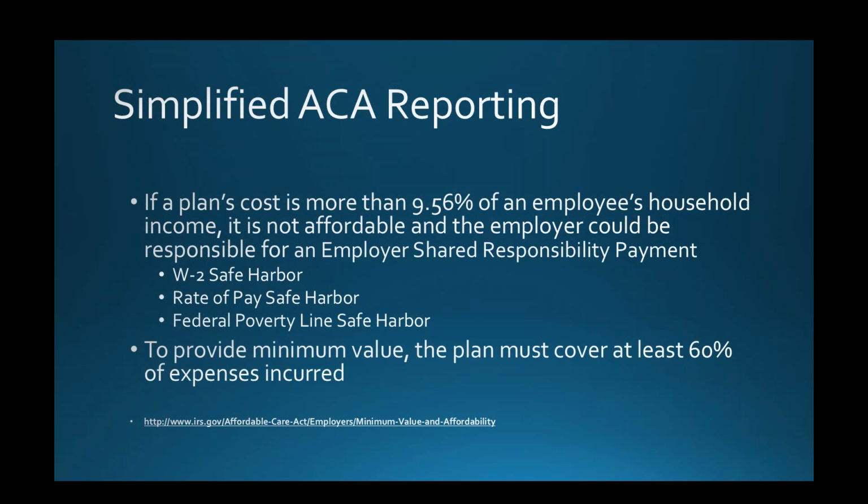Finally, there's the federal poverty line safe harbor, which is probably the most difficult one to do, but it's the easiest one to calculate. And so there's an issue here regarding what your federal poverty line is. So the federal poverty line, I believe, is somewhere around $11,500. If your plan costs less than 9.56% of that $11,000 on an annualized basis, you can immediately put that in so you know that you're safe and the IRS will call that good.